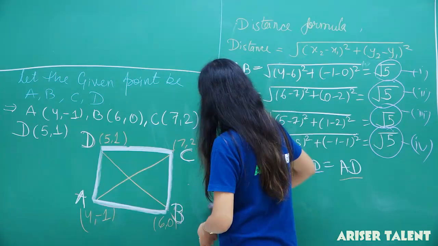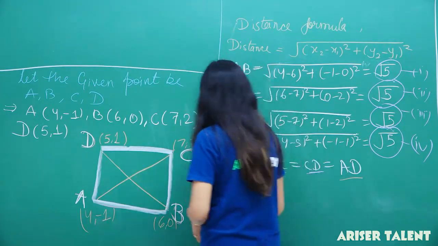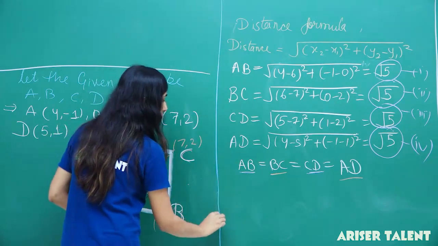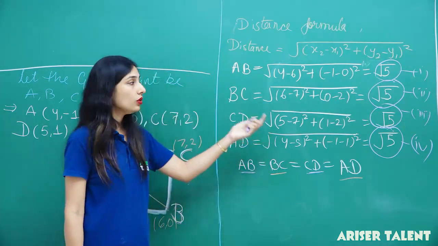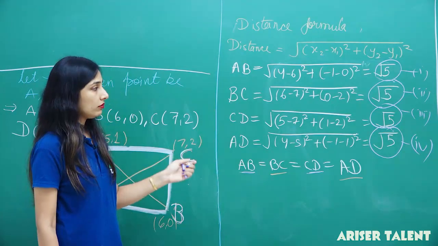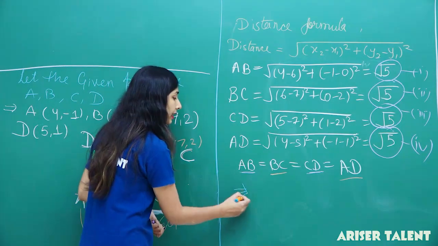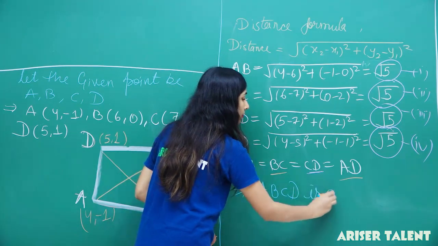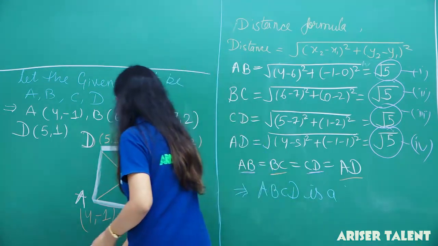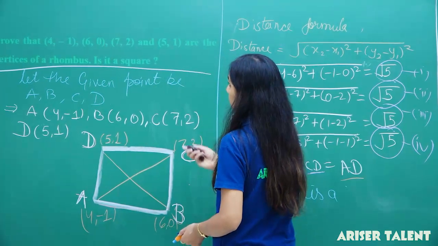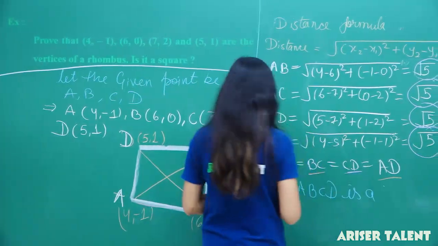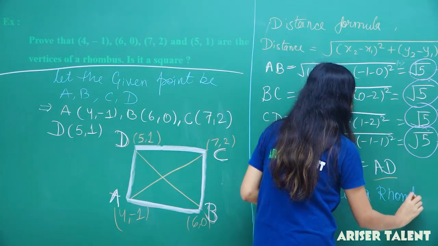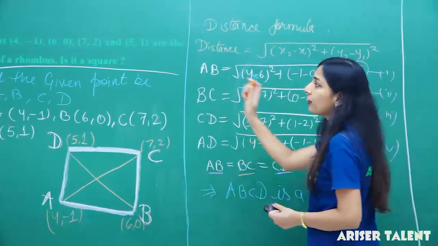So we have taken a different approach. We have proven that all sides are equal. Now this implies that ABCD is a rhombus. Okay, so rhombus we have proved.